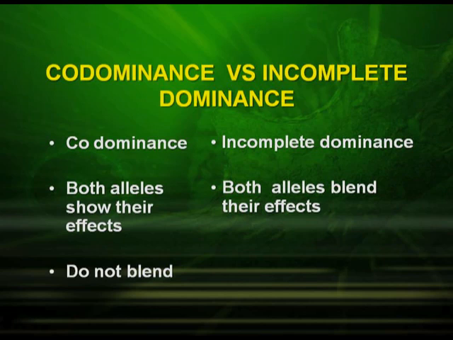So after studying all this, let us summarize the differences between codominance and incomplete dominance. In codominance, both the alleles show their effects. On the other hand, in incomplete dominance, both alleles blend their effects. And in codominance, there is no blending of effects.